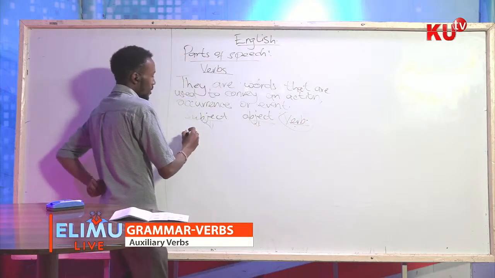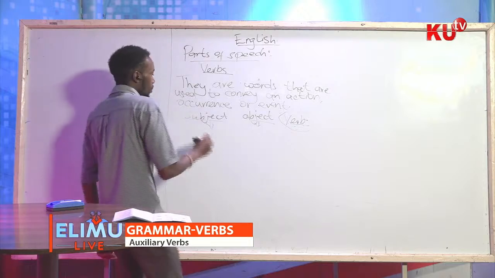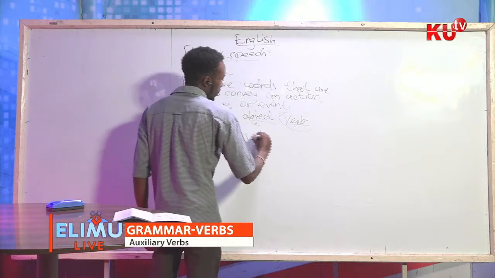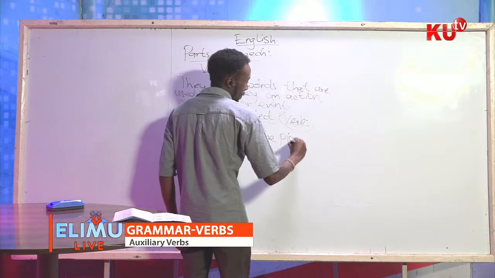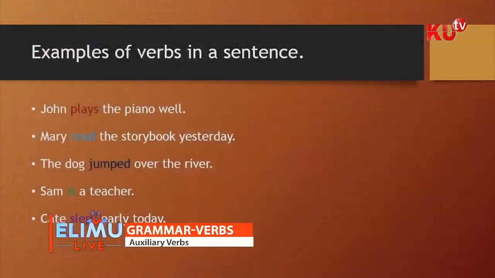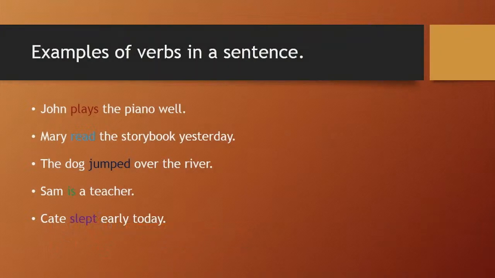If we construct a sentence, for example, John plays the piano well, we can identify these three aspects. John is the subject. Plays is the verb, what we are looking at today. And finally, the piano is the object. So we say that John plays the piano well.